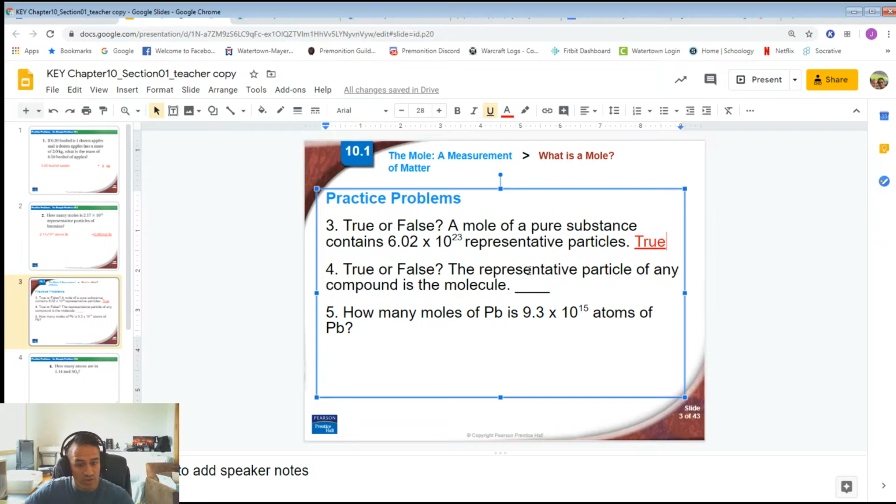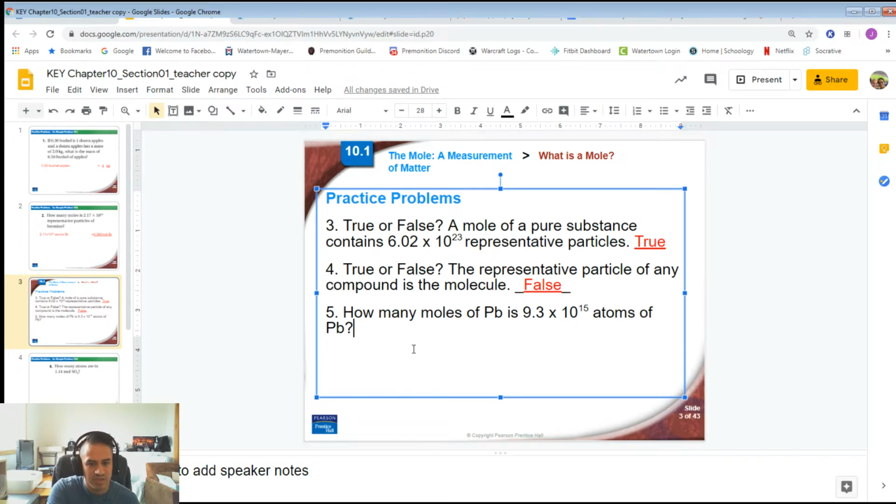All right, number 4. The representative particle of any compound is the molecule. That is not true, because molecules are only the particle for molecular compounds. Ionic compounds exist as formula units. So this is false. This is only for some compounds. Okay, only molecular compounds. All right, number 5.